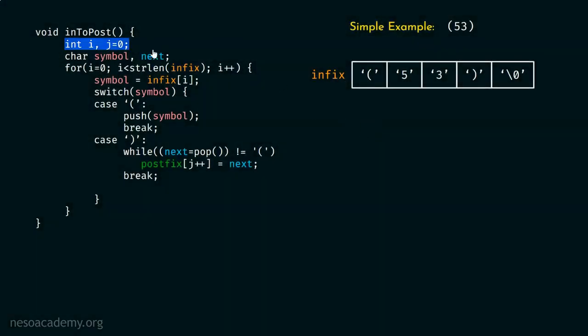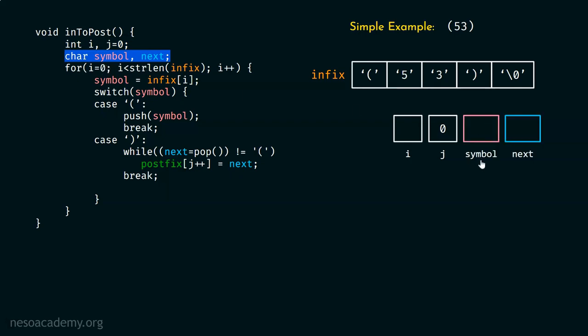Now, first we have to declare these two variables. You can see them over here. I is declared, and of course j is initialized to 0 as well. Here we have two variables, symbol and next. You can see them over here, symbol and next variables. These are character variables. And we have a stack as well, right? An empty stack. After this, we'll put 0 in I. So we'll put 0 over here.